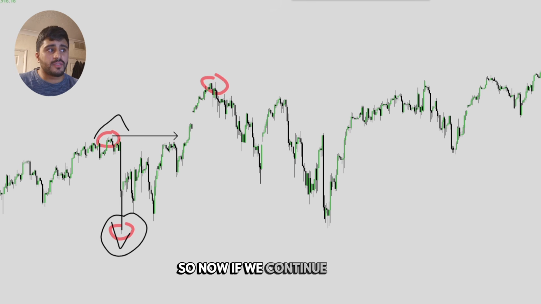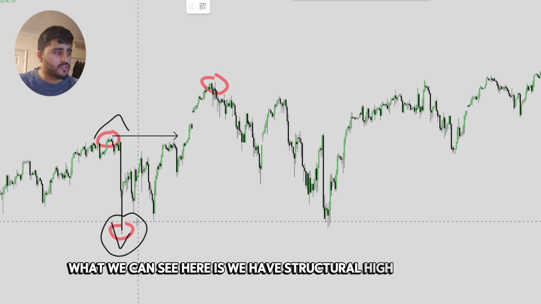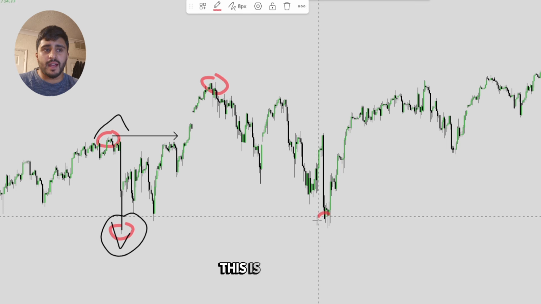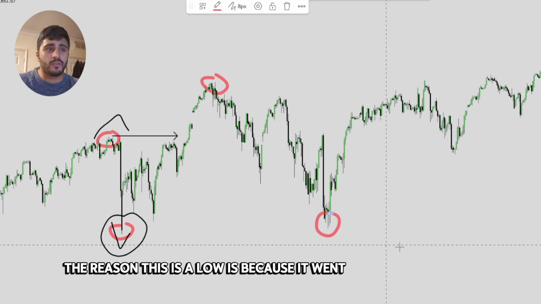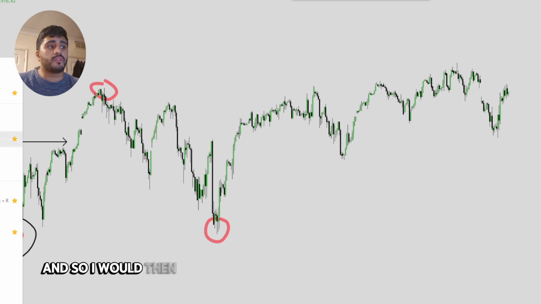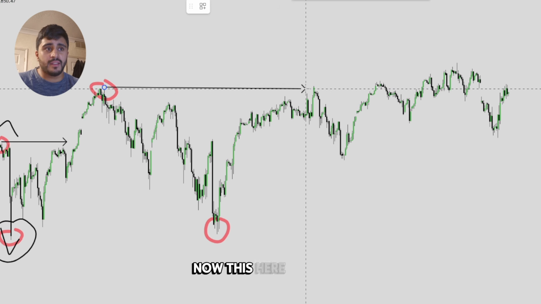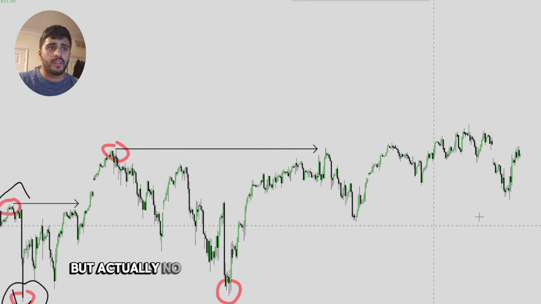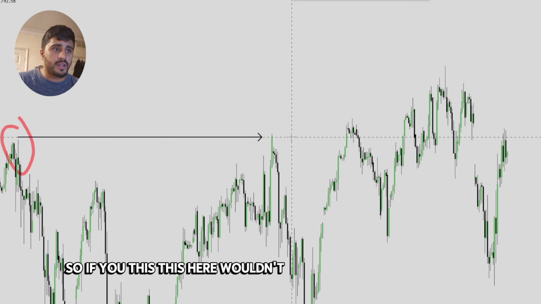If we continue the cycle, what we can see here is structural high, structural low, structural high, and now from here, this is our low. The reason this is a low is because it went on to eventually break the previous high. So I would recommend everyone just draw an arrow over here. This is not the biggest break, and this here wouldn't be classed as a breaker structure.